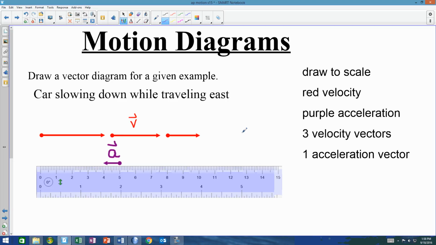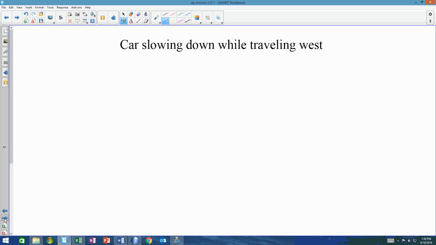Okay, so that's my first motion diagram. 3 velocity vectors, 1 acceleration vector. Check. Check. Check. Purple for acceleration. Red for velocity. Check. And I drew it to scale. Okay, so let's go ahead and try another one.